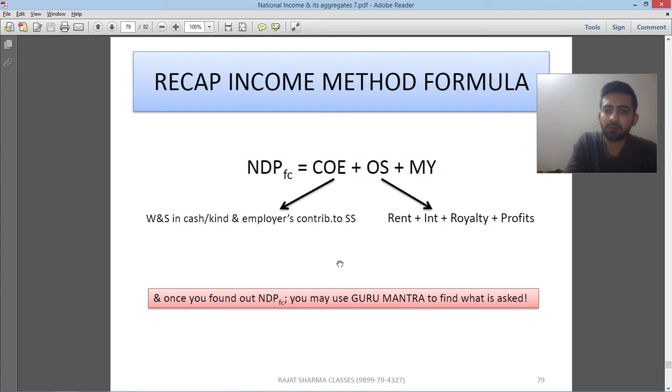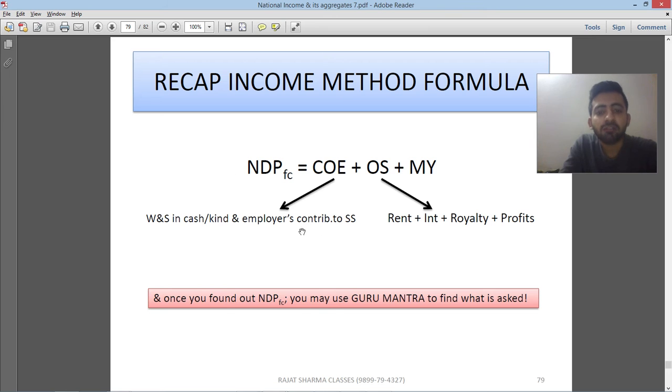So recap the formula of income method. NDP at FC will be equal to COE plus OS plus MY. COE stands for compensation of employees. OS stands for operating surplus. MY, mixed income. Compensation of employees is wages, salaries in cash, kind or employer's contribution. Operating surplus is rent, interest, royalty, RIR and profits. We know the various three elements of profits.